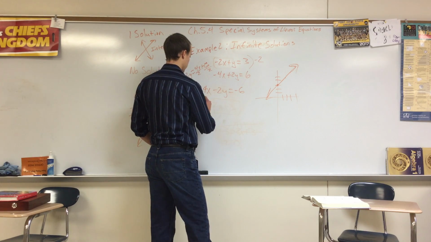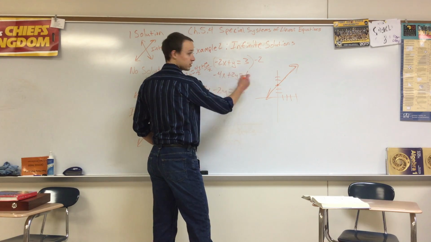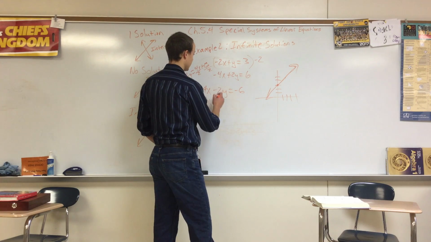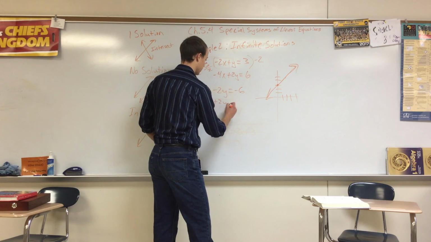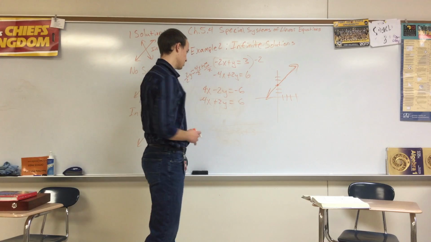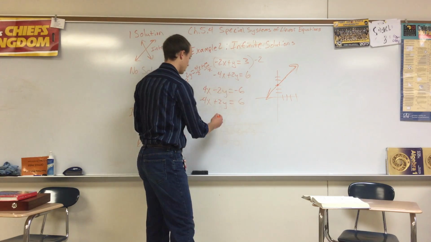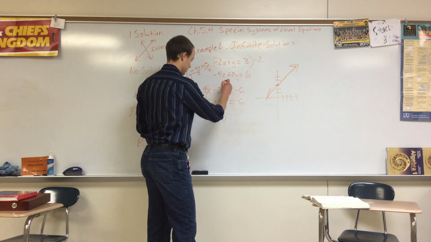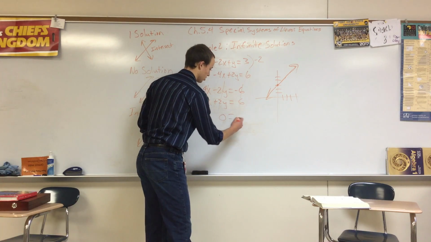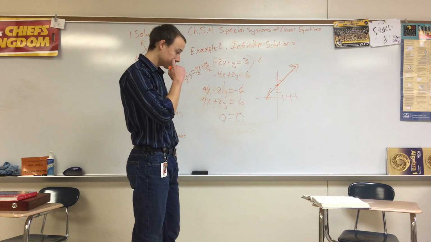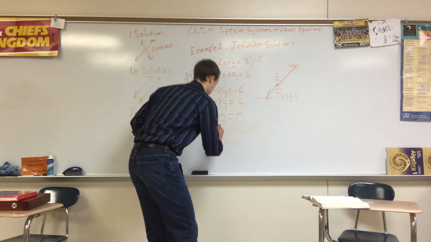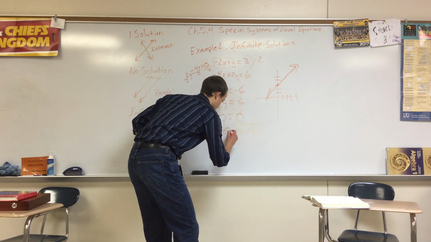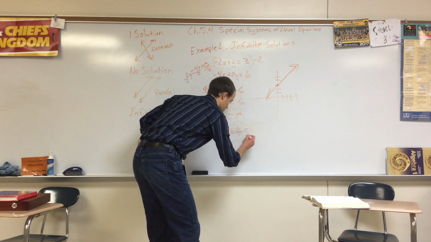And then on the bottom, I have negative 4x, because this one stays the same. And I get negative 4x plus 2y equals 6. Notice everything's opposites, so they're all going to cancel out. That goes to 0, that goes to 0, that goes to 0. 0 equals 0. And so this is going to mean infinite solutions.